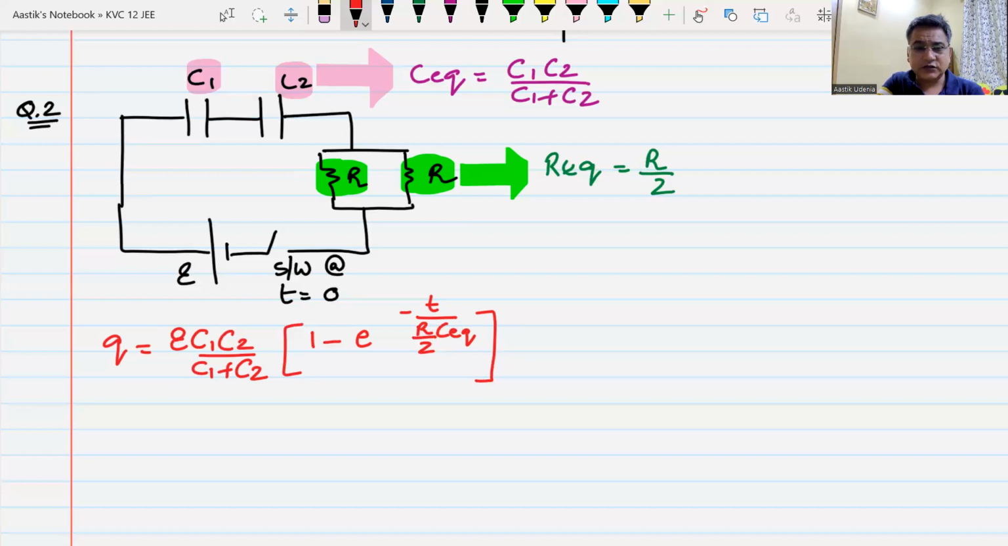Have you understood this? Yes or no? Yes, sir. Anyone got the answer? Yes, sir. Why did you not speak then? Anyways, note it down.